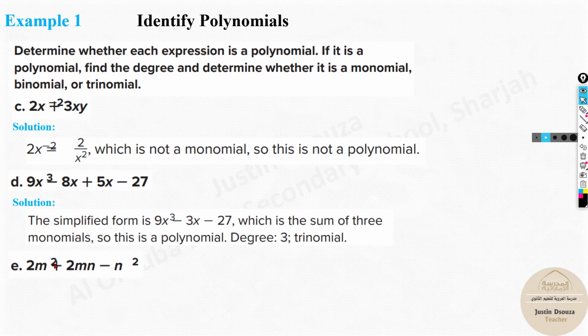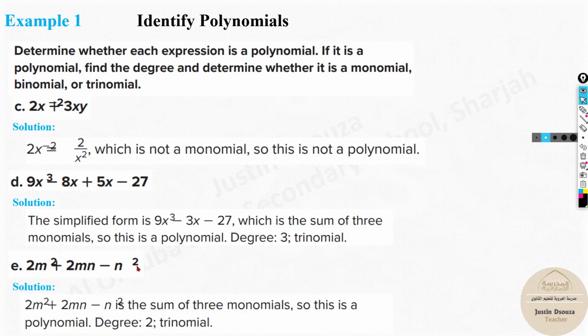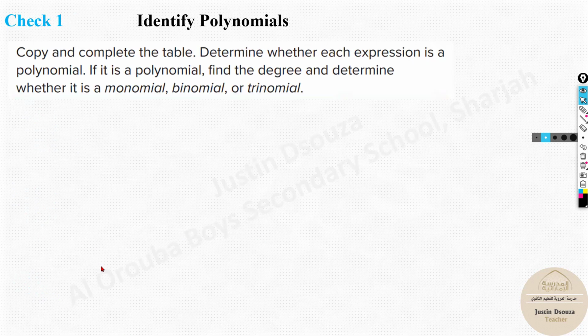Here again you can do degree is 2, 1 and 1. Again it's 2. Degree is 2 over here. And it's a trinomial. There are 3 terms. So that's about it.